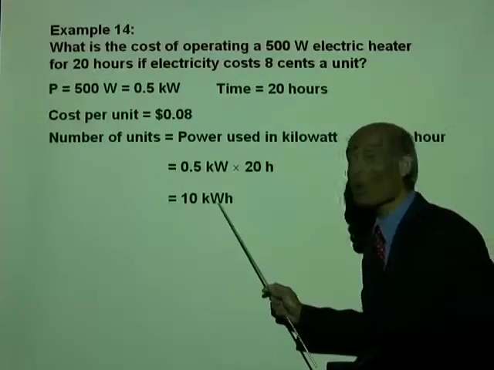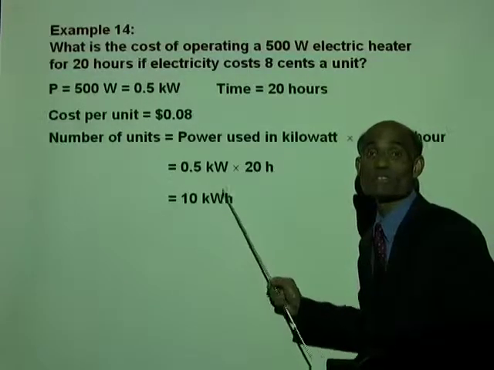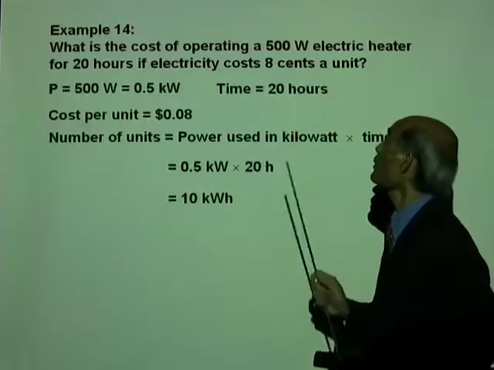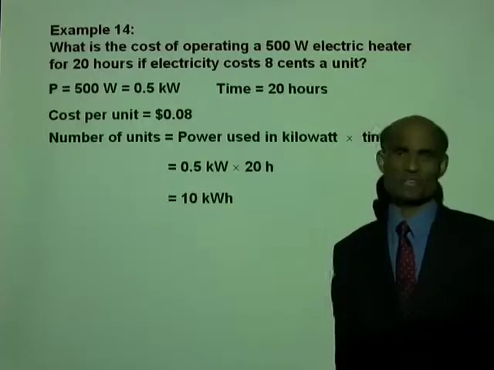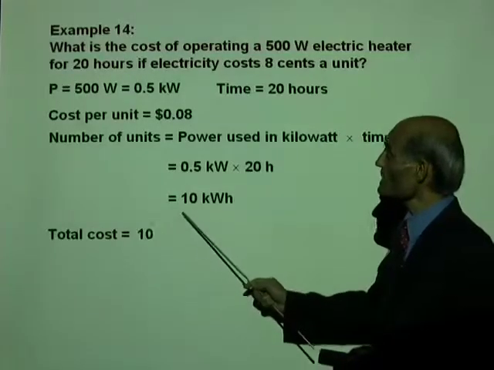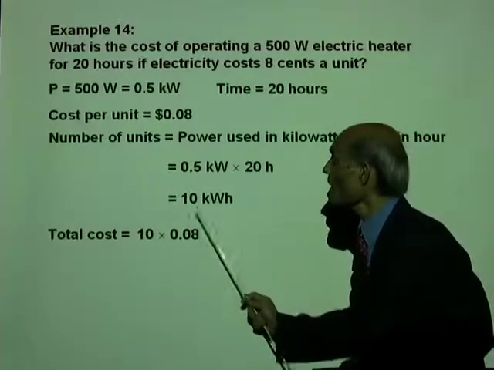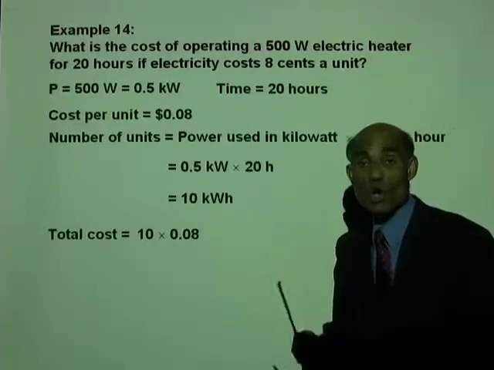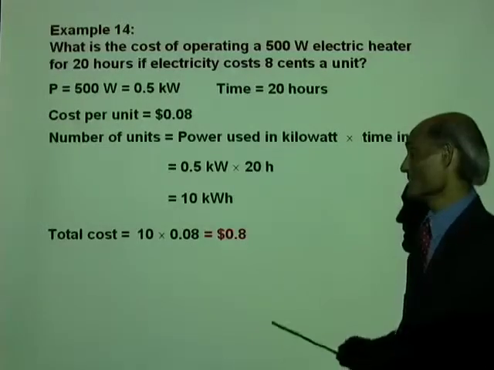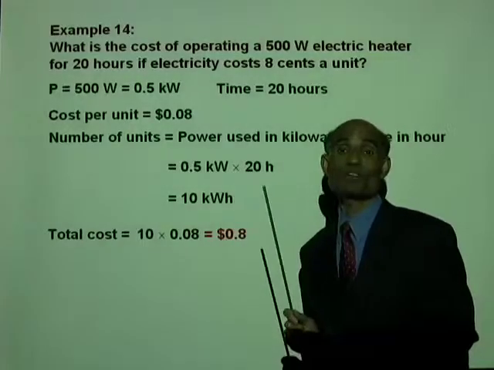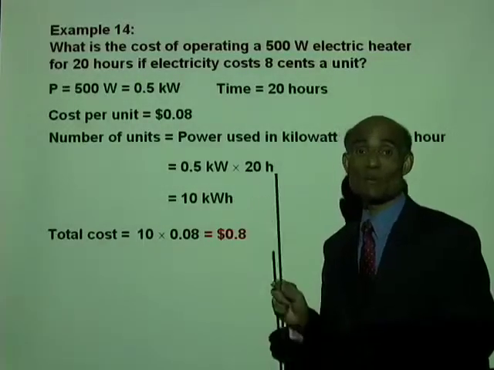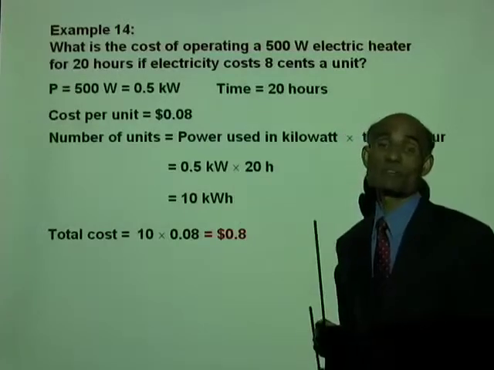And this is what we call one commercial unit. And each unit costs 8 cents a unit. It now costs about 10 cents a unit. So the cost is number of kilowatt hours multiplied by the cost per unit. That will be $0.8 is the cost of using that equipment for 20 hours.